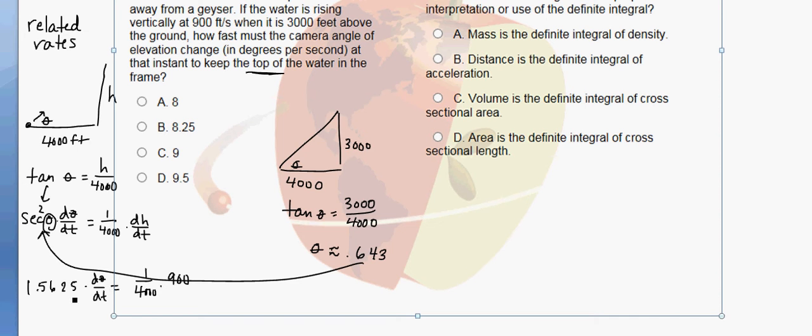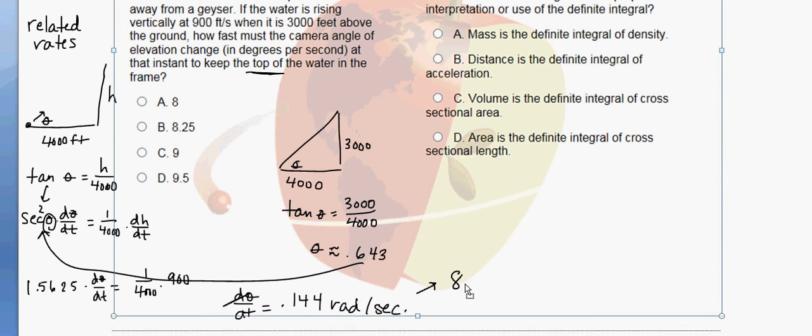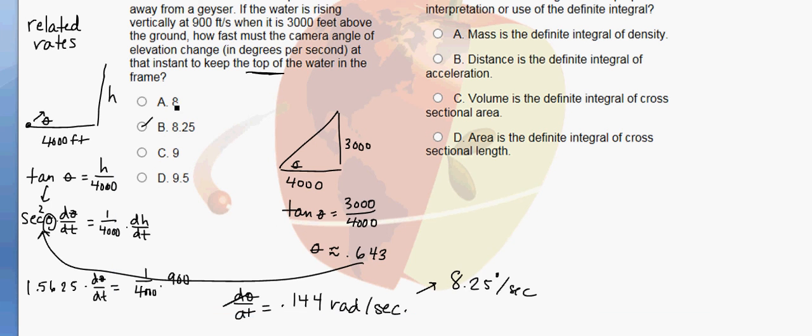So now it's just a little bit of algebra. Just algebraically multiply these two, divide by this, and so we get d theta dt. Sorry, the pen's doing some weird things here. We get 0.144 radians per second. This is how I would leave my answer if this were in a calculus class, but because they're asking for it in degrees per second, we want to convert that to degrees, and so that's going to be 8.25 degrees per second. So choice B is the correct answer.